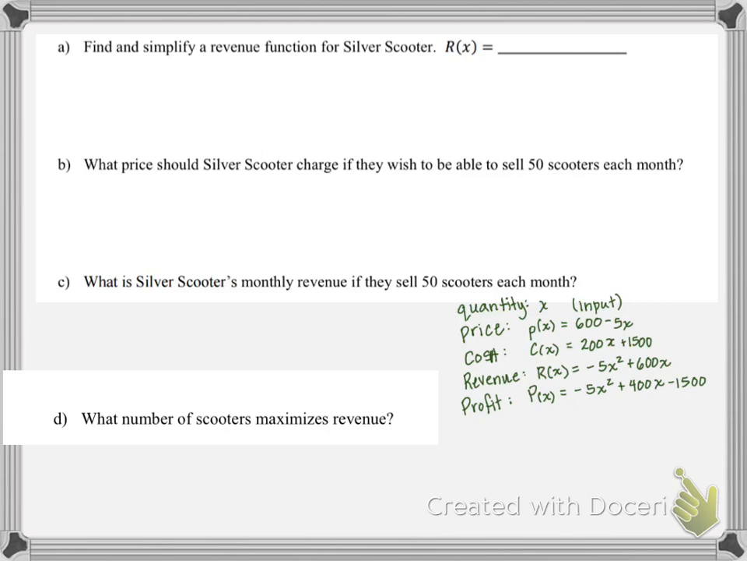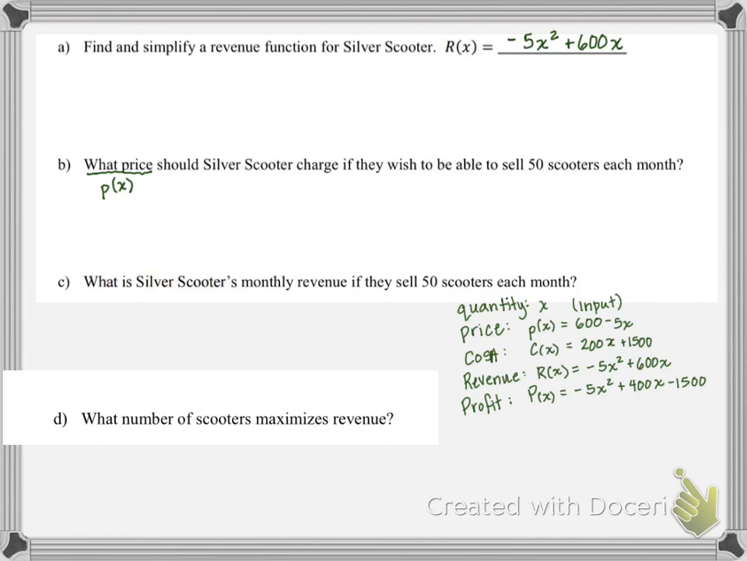So part A, find and simplify a revenue function first. Hey, we already did that. So all we have to do is copy. So we found our revenue function. We have r of x equals negative 5x squared plus 600x. And then we want to know what price we should charge if we want to be able to sell 50 scooters. So when I see what price, I think I should use what function? The price function. So we're going to use lowercase p of x.